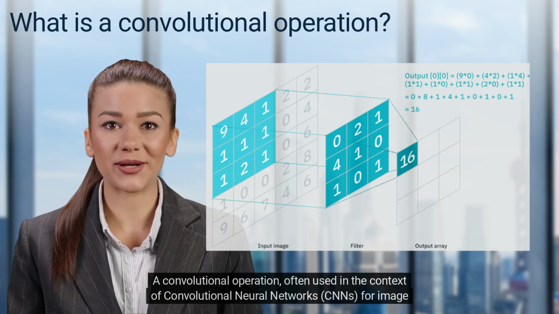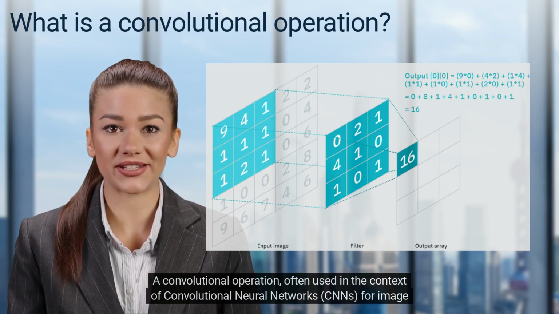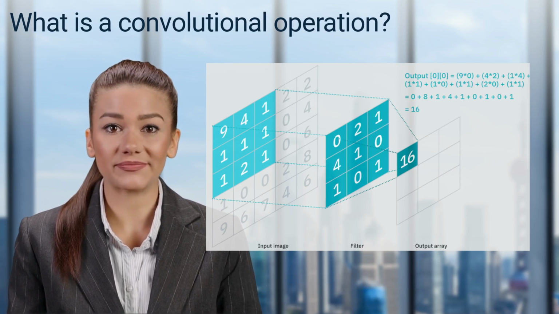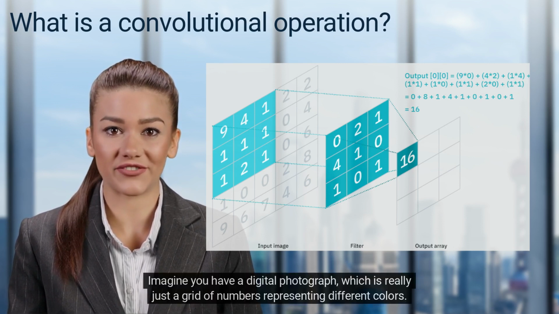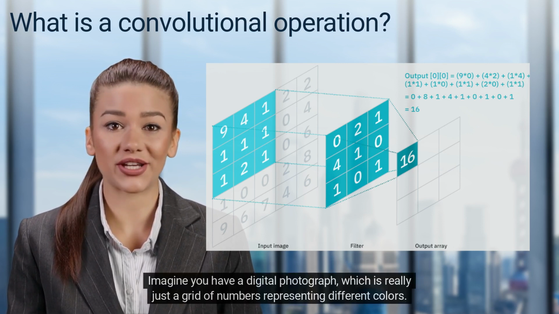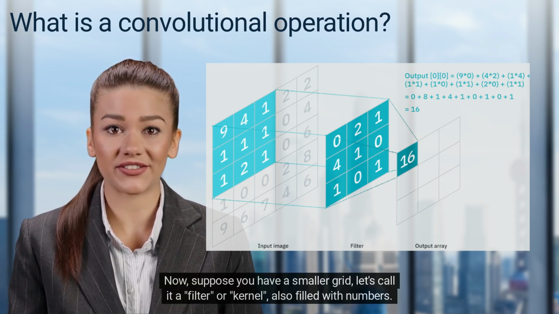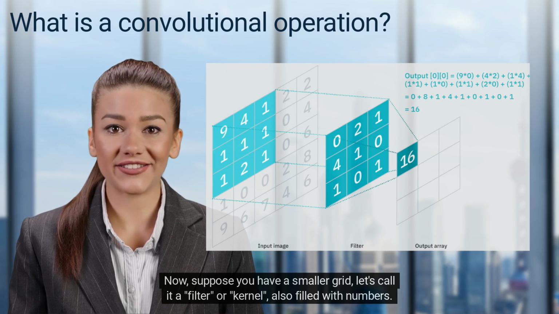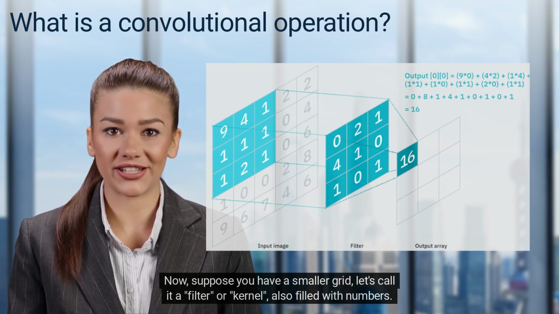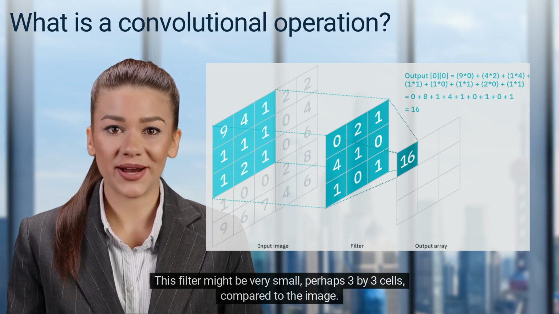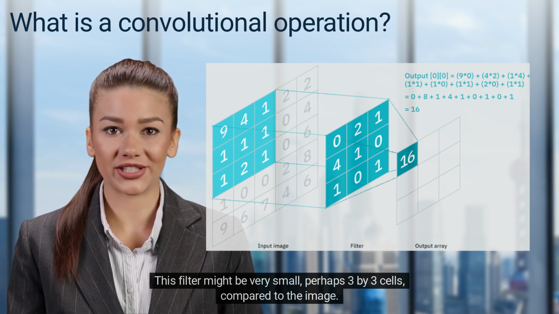A convolutional operation, often used in the context of convolutional neural networks, CNNs, for image processing, can be thought of as a moving filter applied to an image. Imagine you have a digital photograph, which is really just a grid of numbers representing different colors. Now, suppose you have a smaller grid, let's call it a filter or kernel, also filled with numbers. This filter might be very small, perhaps 3 by 3 cells, compared to the image.